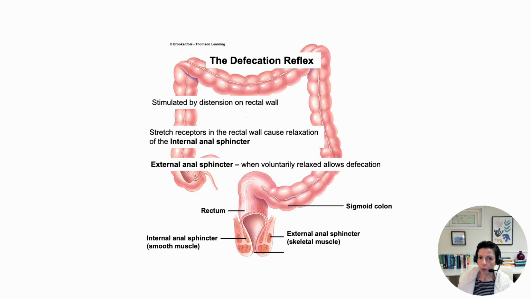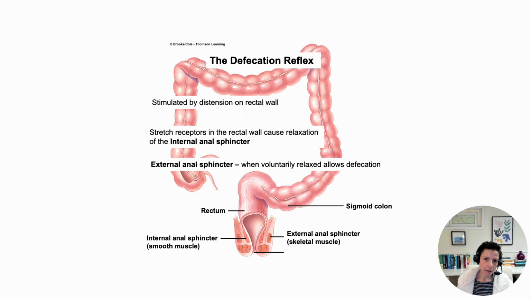Now, it's definitely possible to ignore the urge. So if we ignore the urge and we do not defecate, what's going to happen is eventually the internal anal sphincter will contract again. Okay? It was relaxed, but eventually it will contract again, and that feces will move back up into the rectum and maybe even back up into the sigmoid colon. Now, that's fine, right? You'll get another opportunity another time.